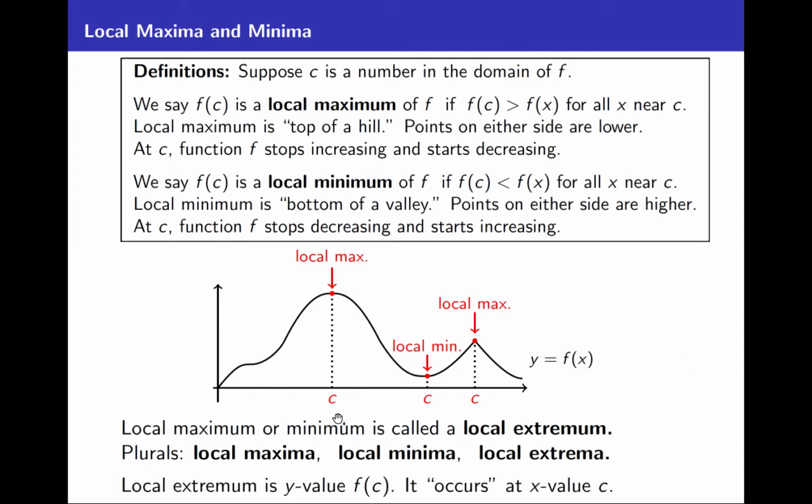I want to point out that a local extremum is technically a y value, f of c. And we say it occurs at the x value c. So at this value of x equals c, we have a local maximum of f of c. f of c is technically the local maximum. It's a y value.